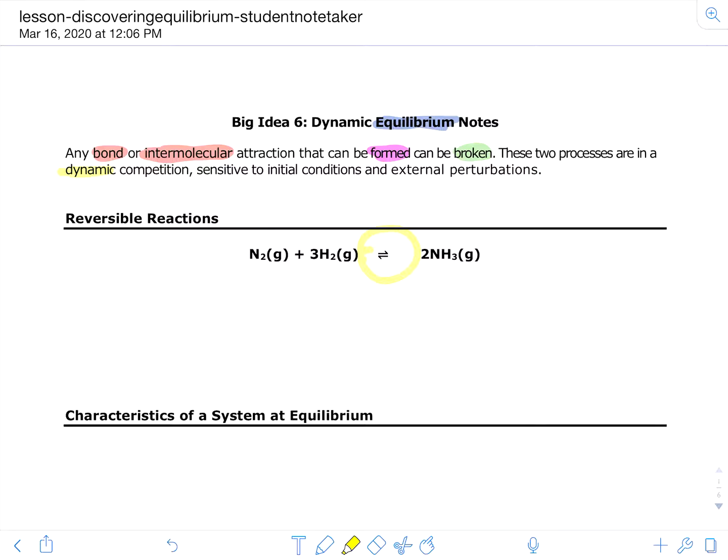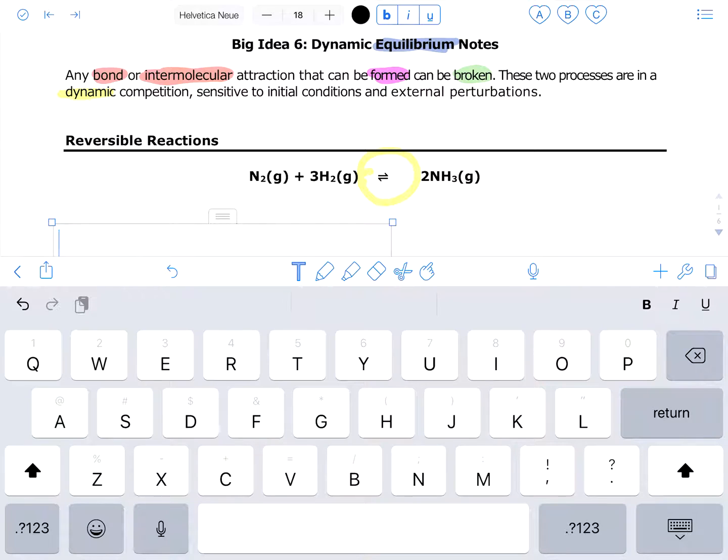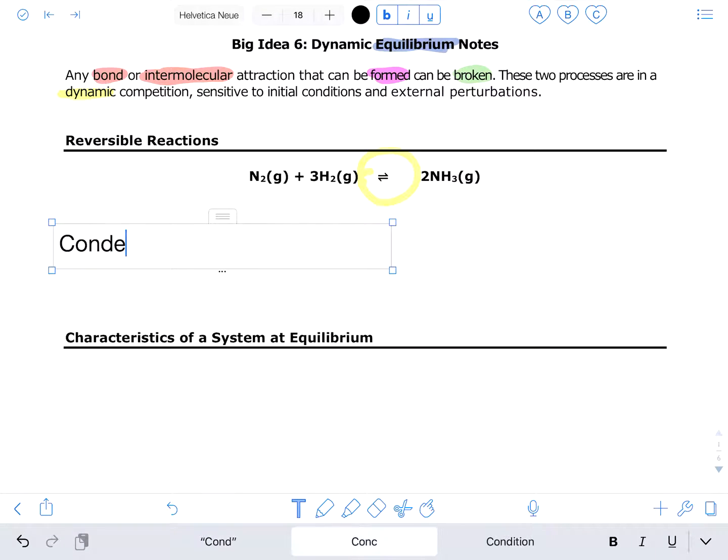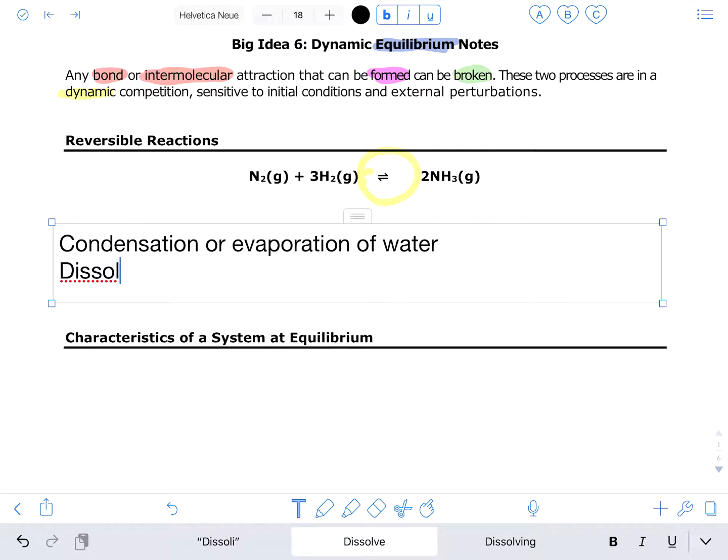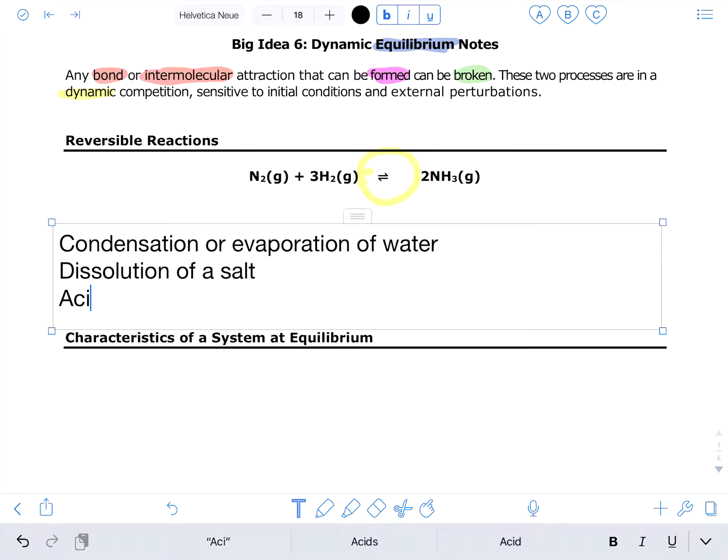Now, what kind of reactions or processes can do this? We are talking about either condensation or evaporation of water. It could be dissolution, or dissolving, of a salt. We'll eventually talk about acid-base reactions, where they are reversible.